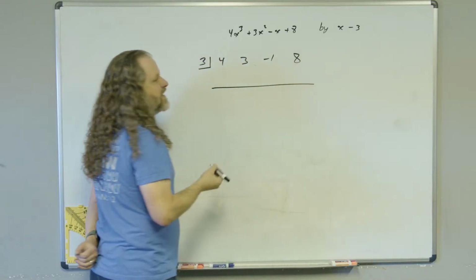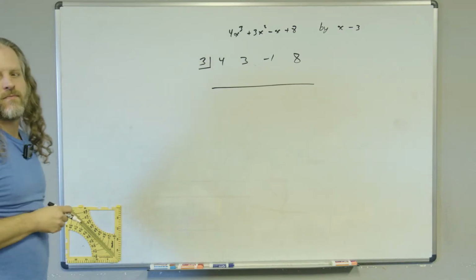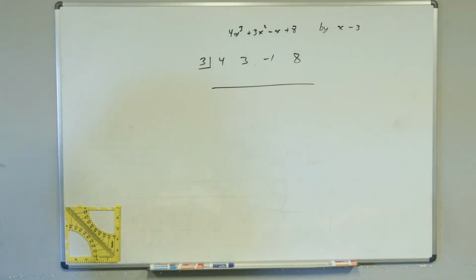What is step 1 going to be now that we've got it all set up? No, it's not multiply 3 times 4 yet.